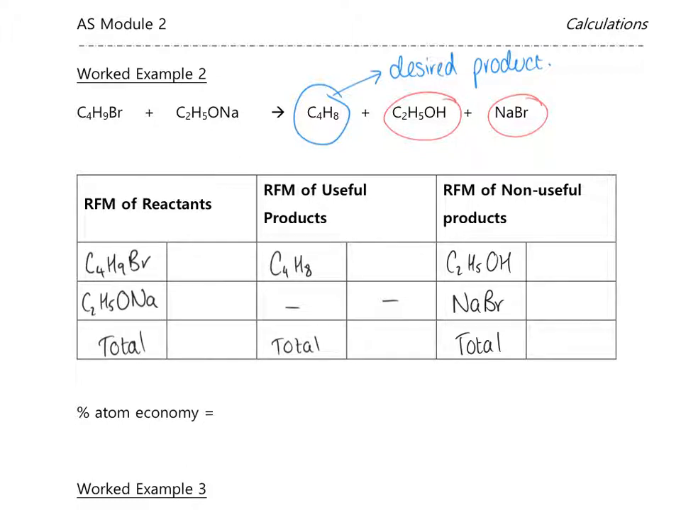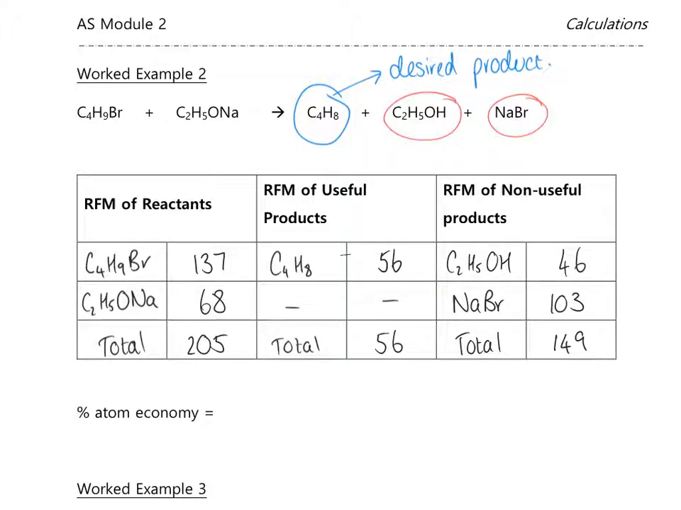So for bromobutane, you should have got an RFM of 137. For your C2H5ONa, you should have got an RFM of 68, giving you a total RFM of 205. Then your desired or useful products, you should have got an RFM of 56. No other desired products, so that gives you a total of 56. And then your non-useful products or your waste products, ethanol has an RFM of 46. Sodium bromide has an RFM of 103, giving you a total RFM of your waste products of 149.